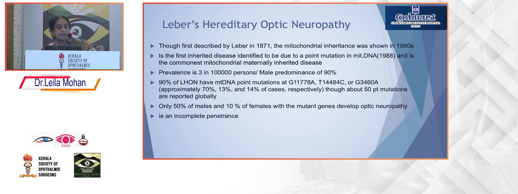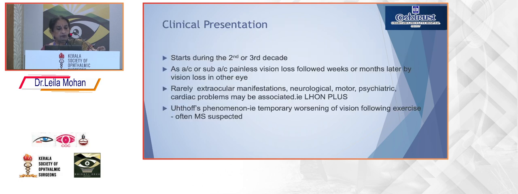The commonest point mutation is seen at 11778, G to A. That is the commonest mutation, seen in about 70%, and is the commonest reported globally. But there are about 50 point mutations seen. Only 50% of the males and 10% of females develop the optic neuropathy. That means there is an incomplete penetrance. Not all the patients develop the disease.